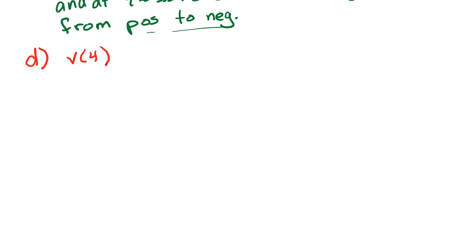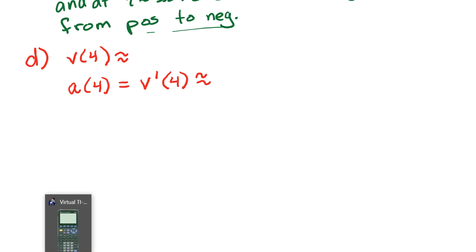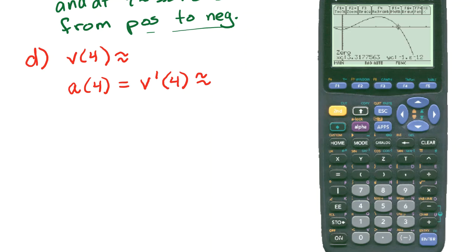So we want to find out what we know about v of 4. That's just a home screen question. And acceleration at time 4, that's also a home screen question because we can just do the derivative of v at 4. And then we can compare the signs of these two values. So let's take a look at doing that.